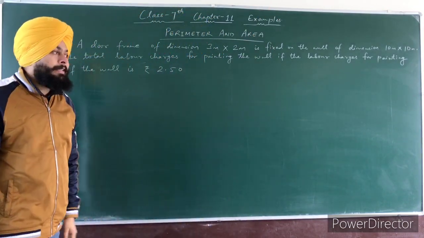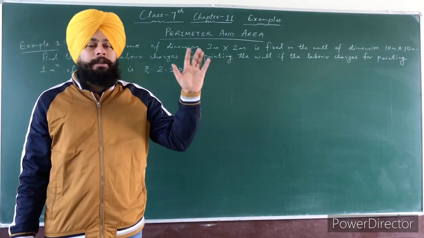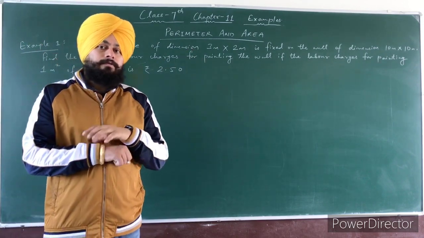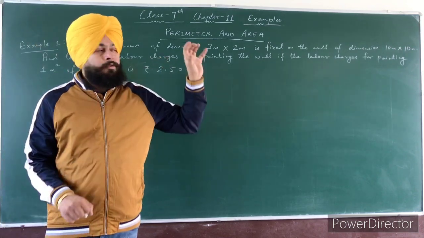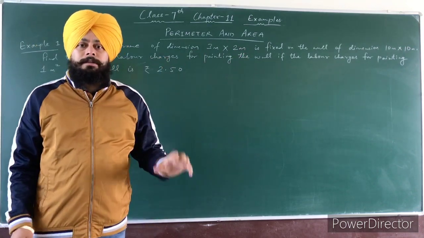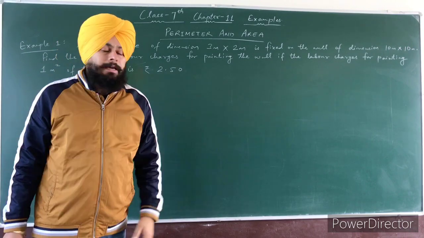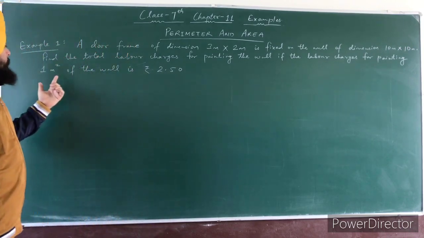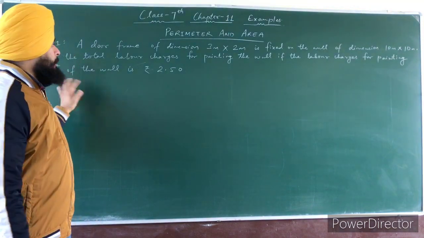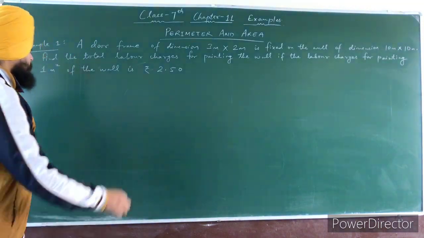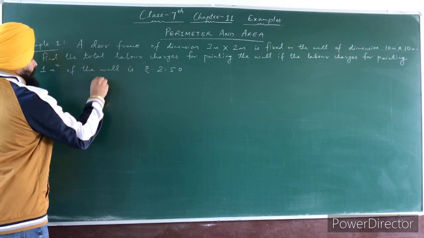So first we have to find the area of what? Area of wall. To find the area of wall, you have to subtract the area of door from that wall. Then you have to multiply with the cost price of 1 meter square. Clear?